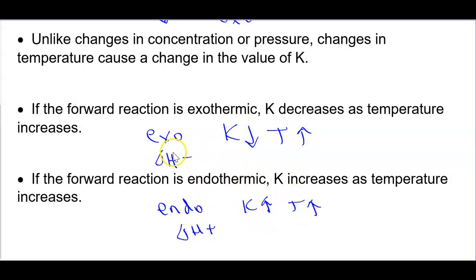So if it's exothermic, then K and T are opposite of each other. So one goes up, the other goes down, and vice versa. If it's endothermic, then K and T will do the same thing. As one increases, the other will increase. Let's practice.